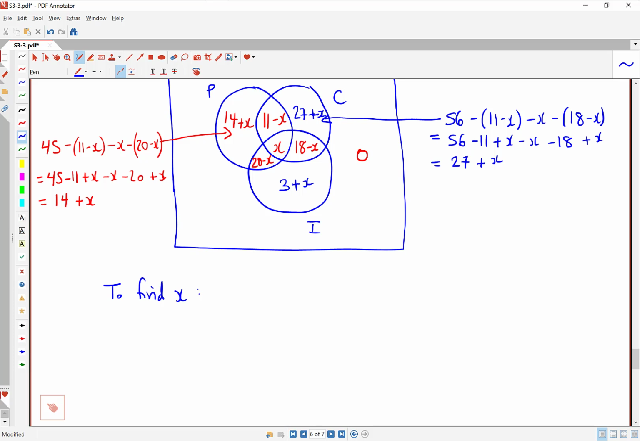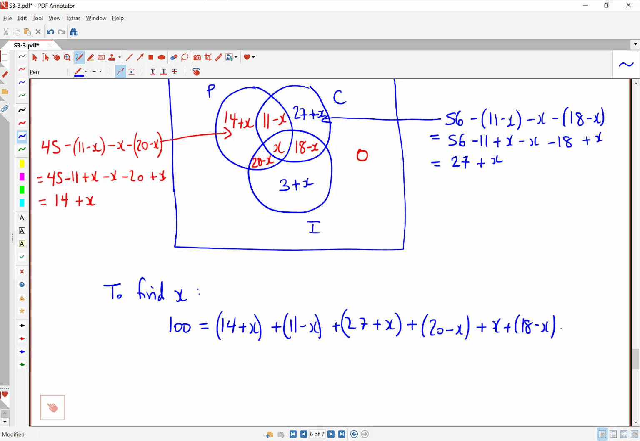So we know that the total is 100. So 100 is equal to, now we're going to write down these 8 numbers and just add them up. So 14 plus x plus 11 minus x plus 27 plus x. You don't need brackets on here. You might find it a little bit easier to read if you do have the brackets. So I might write them in initially, but because you're adding, the brackets are not necessary. So we're just continuing to add all our numbers, the 20 minus x, the 18 minus x, the 3 plus x, and then the outer number was 0. Okay, so just count that you've got 8 things there.